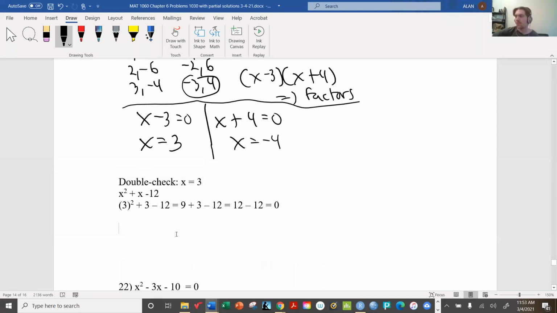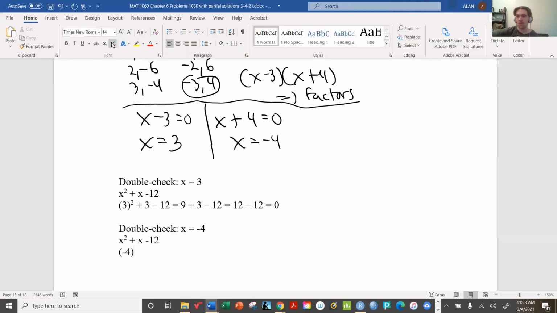Anyway, and then we'll do one more double check. We have to check whether or not x equals 4 is correct. And I suspect that it is, but we have to prove it. It's not enough to say, ah, it looks about right. There's no room for that in math, is there? 16 minus 4 minus 12 is 12 minus 12 equals 0. Perfect.